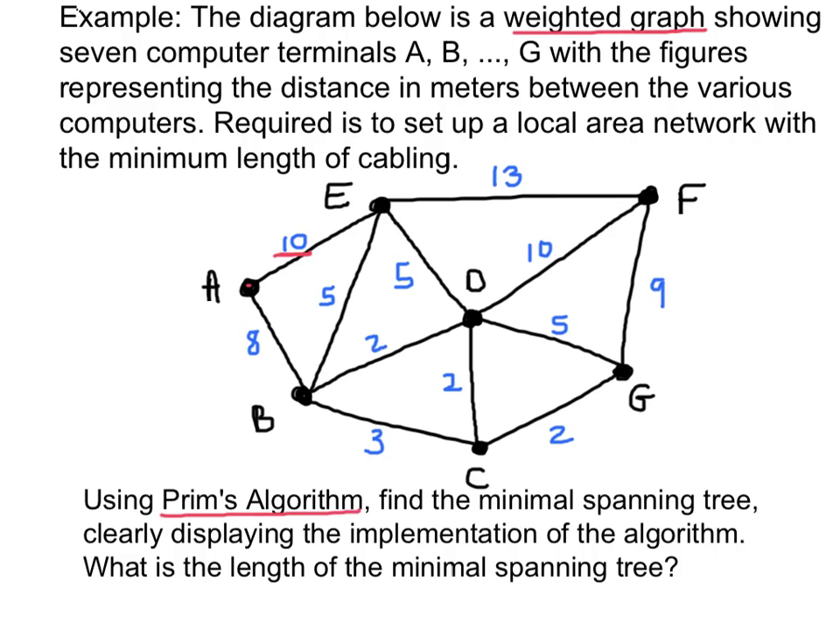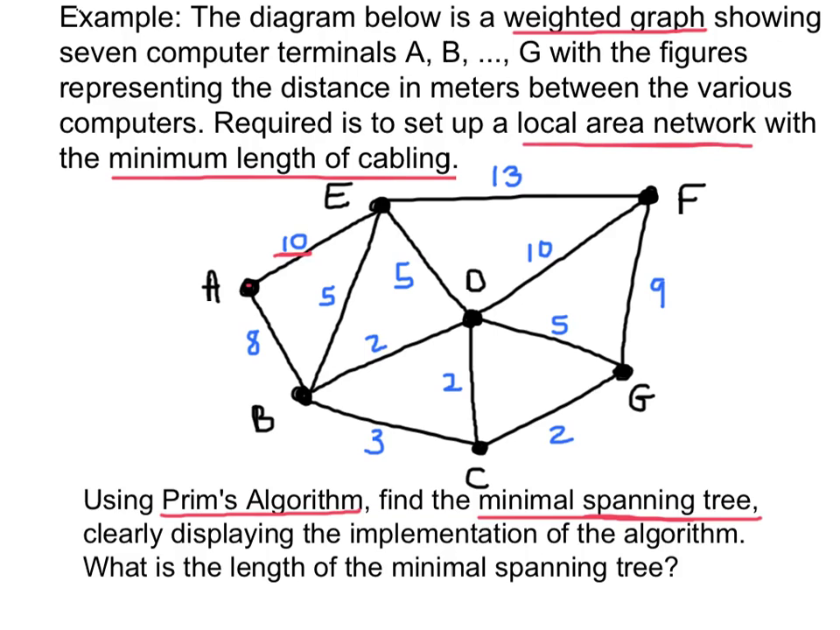Now what do I need to find? I'm going to need to find what's called a minimal spanning tree. The word minimal refers to the fact that I need the minimum length of cabling. The word spanning refers to the fact that I have to include a connection between all of the computer terminals A, B, C, D, E, F and G. They all have to be connected into one local area network.